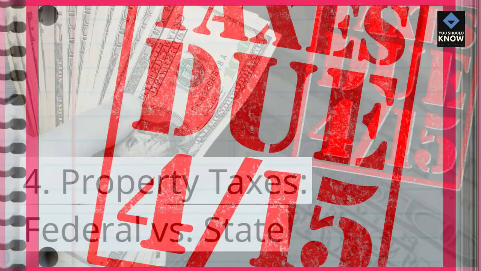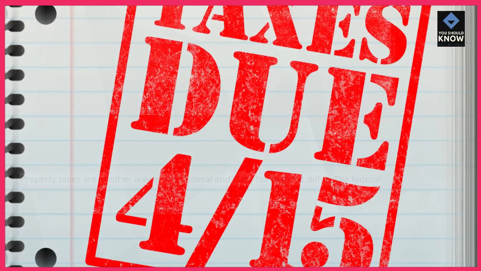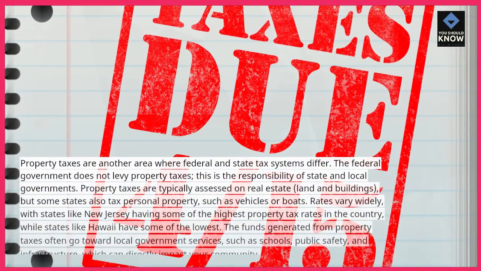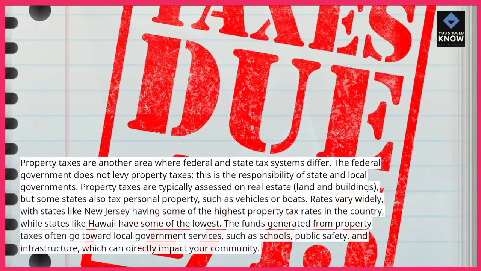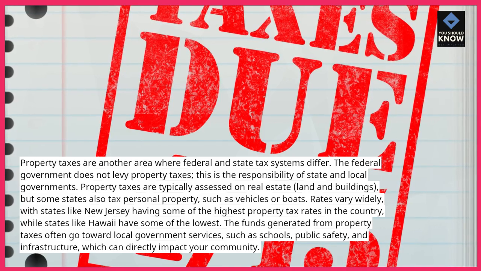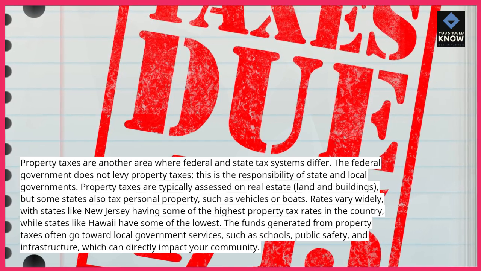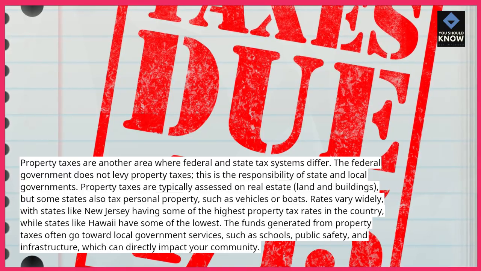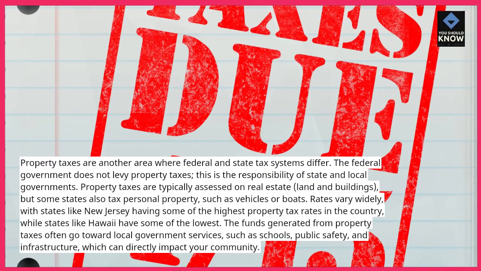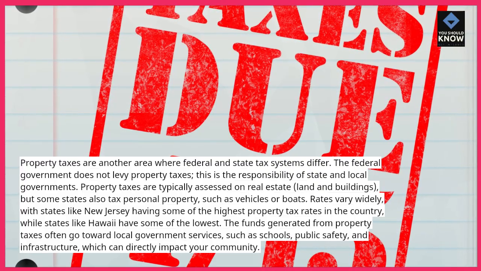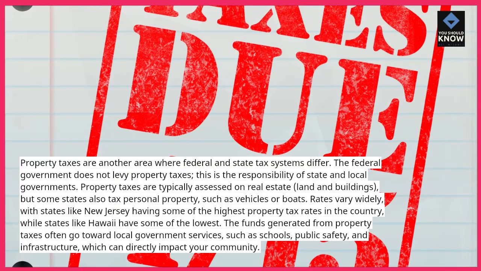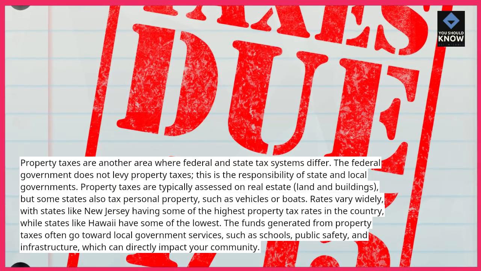Federal versus state. Property taxes are another area where federal and state tax systems differ. The federal government does not levy property taxes. This is the responsibility of state and local governments. Property taxes are typically assessed on real estate, land and buildings, but some states also tax personal property, such as vehicles or boats. Rates vary widely, with states like New Jersey having some of the highest property tax rates in the country, while states like Hawaii have some of the lowest.